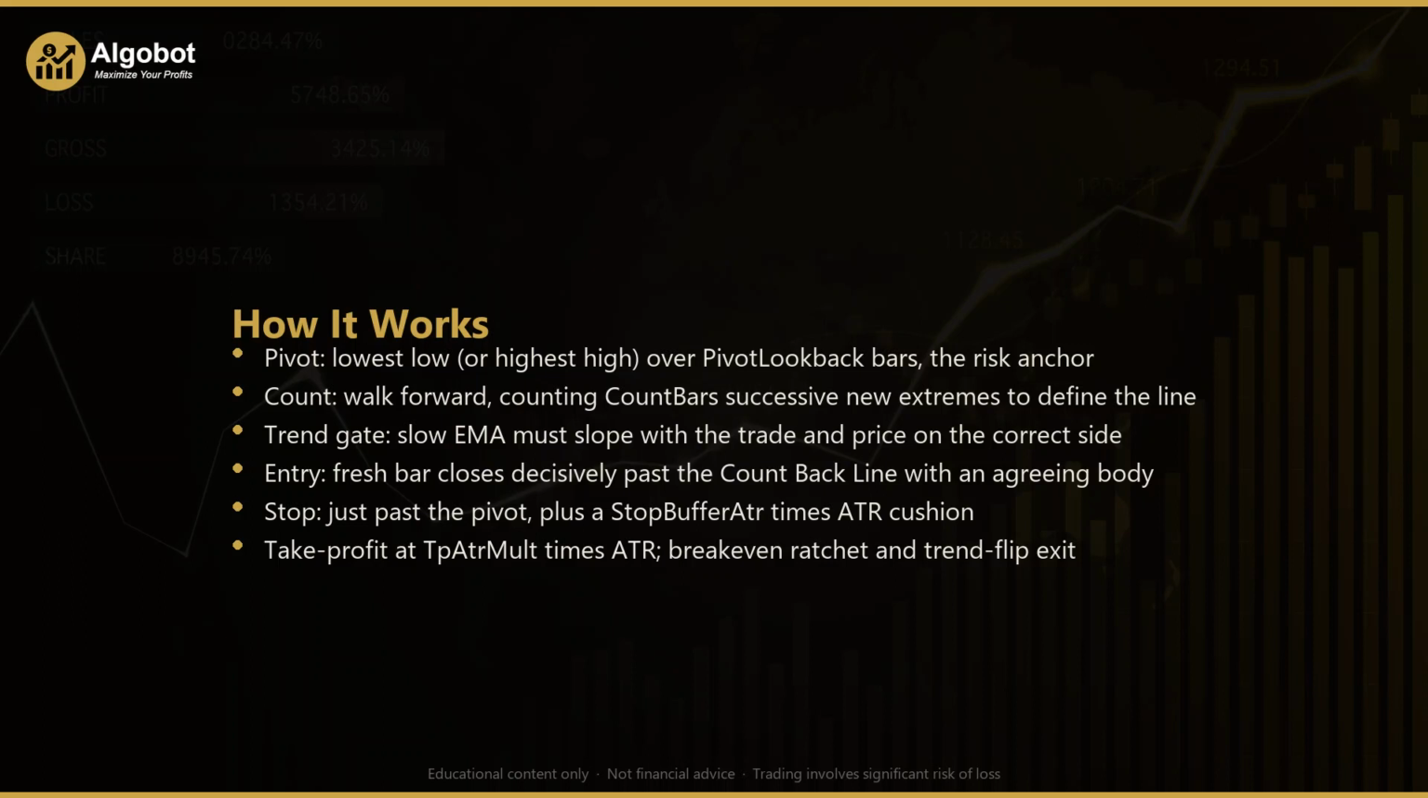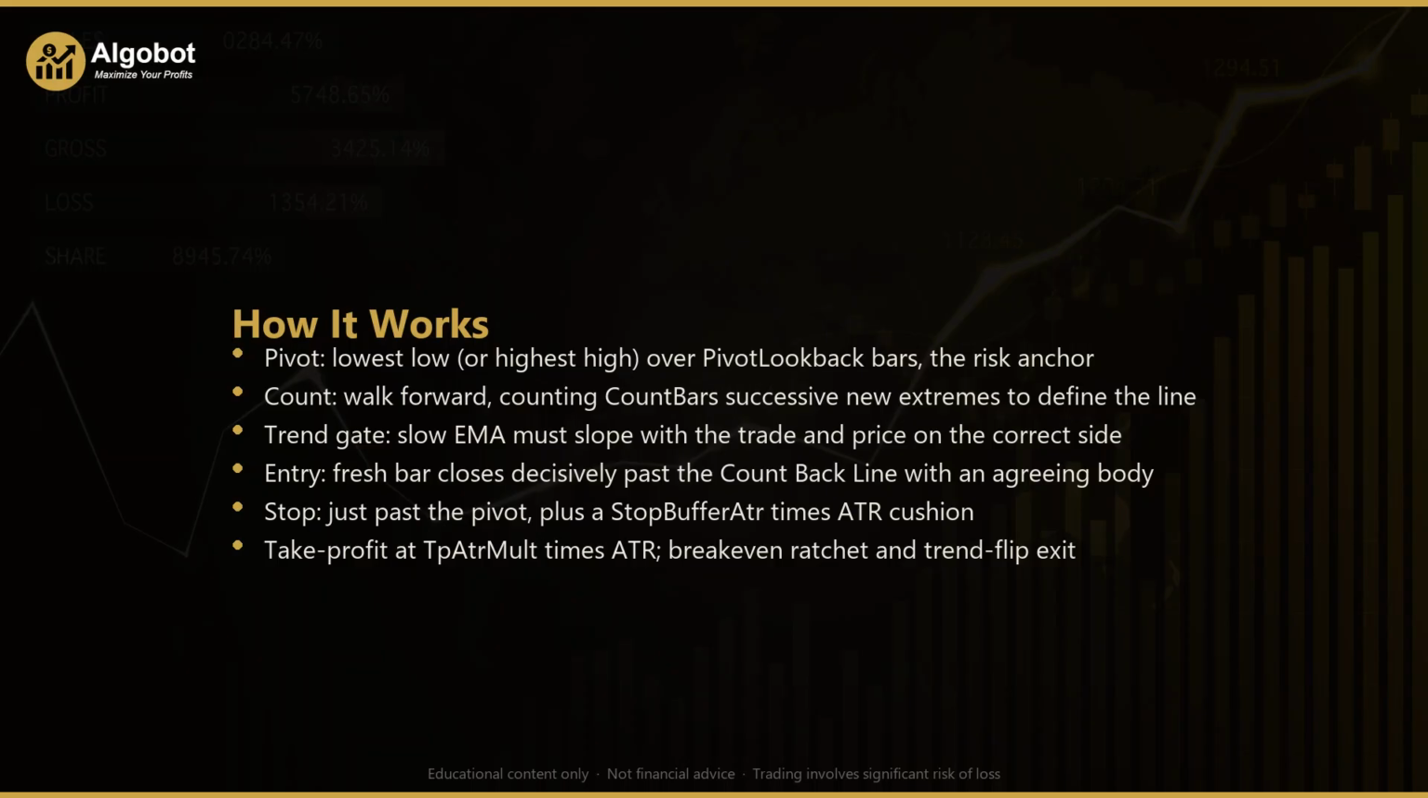The third step is the trend gate. The slow exponential moving average must be sloping upward, measured over the slope lookback of 5 bars, and the just closed price must be trading above that average. Only when the broader regime agrees does the EA consider an entry.